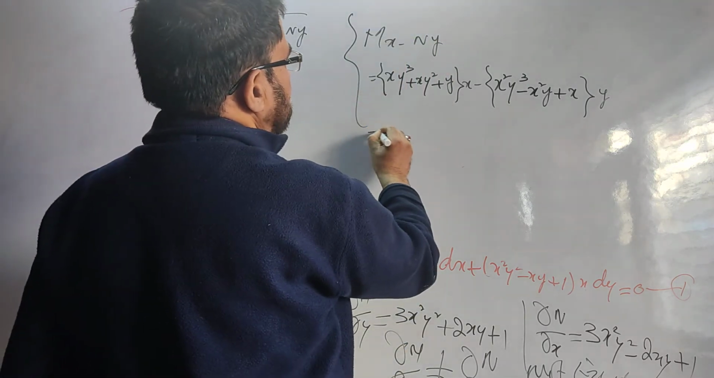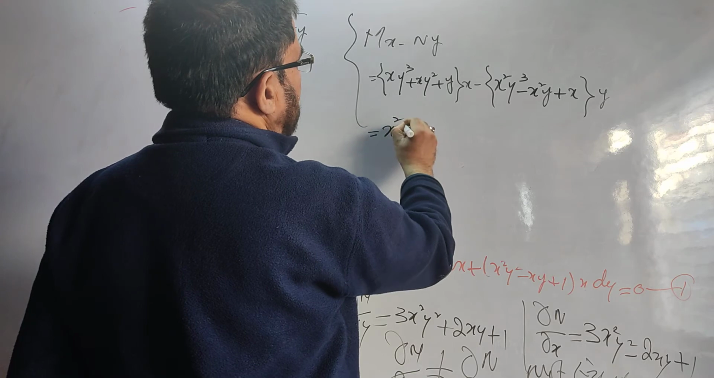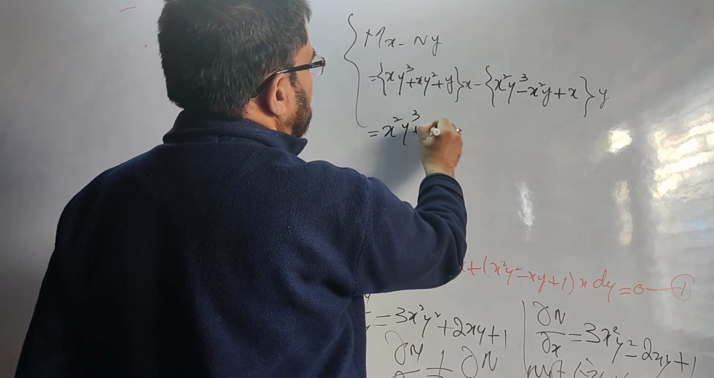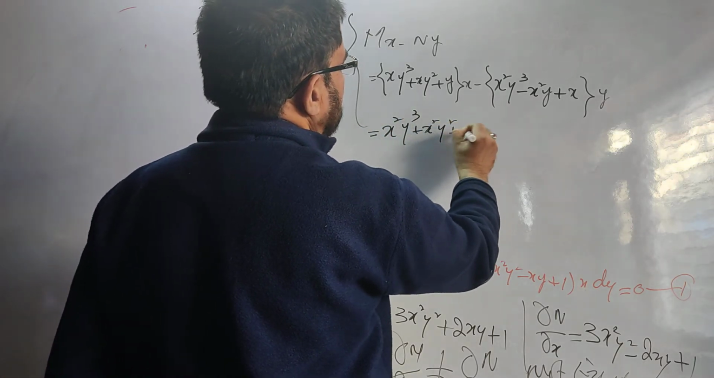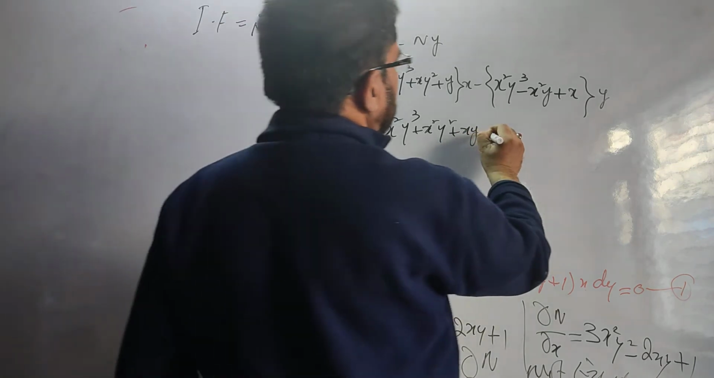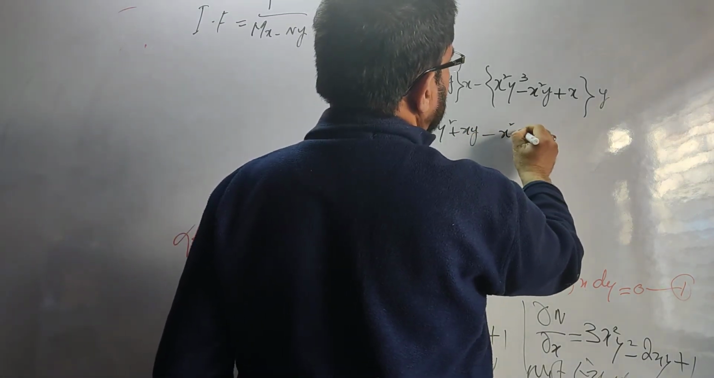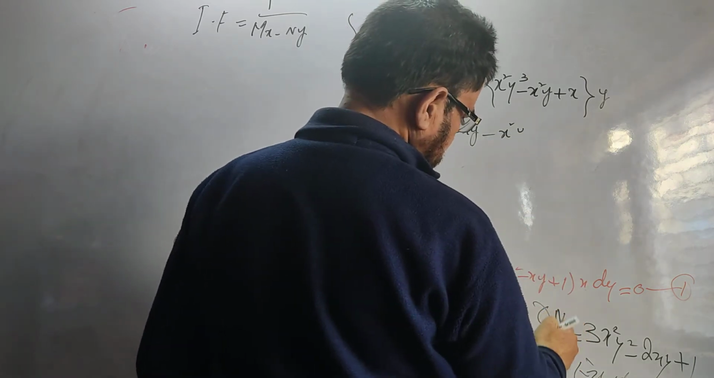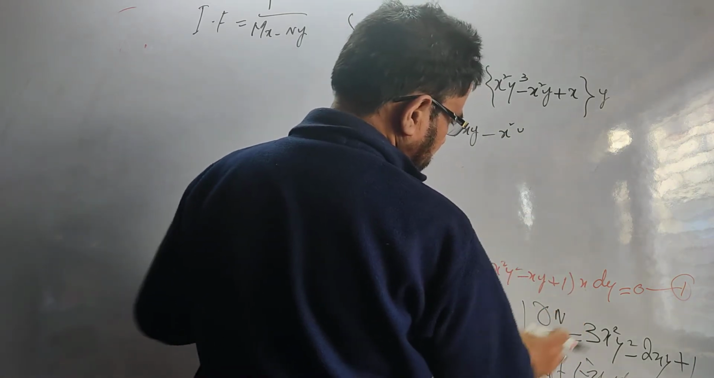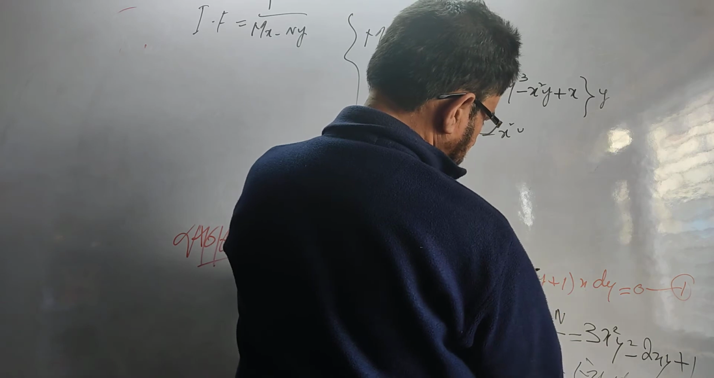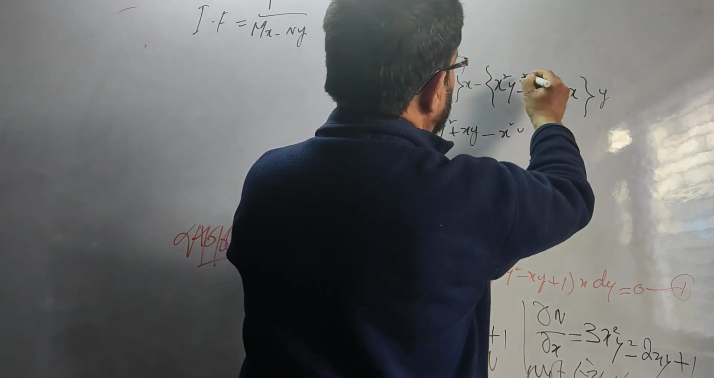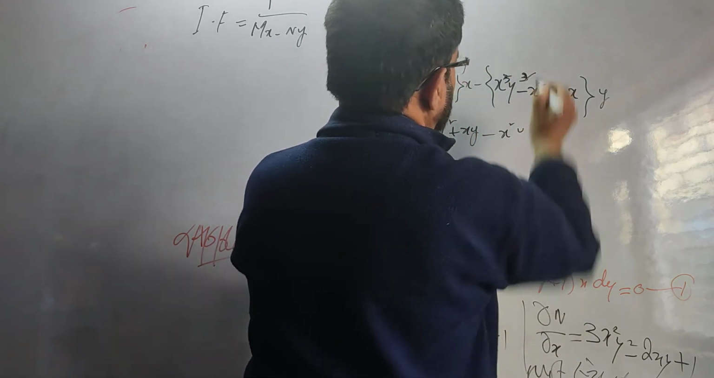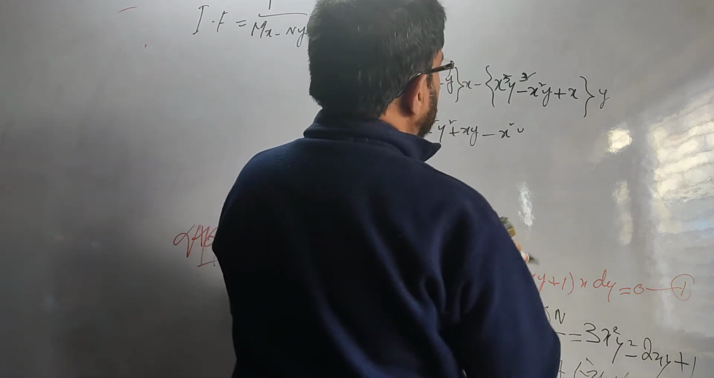This comes out to be x square y cube plus x square y square plus xy minus x square. We did this wrong here. When we multiply this, it is x cube y square. It is x cube y square here.